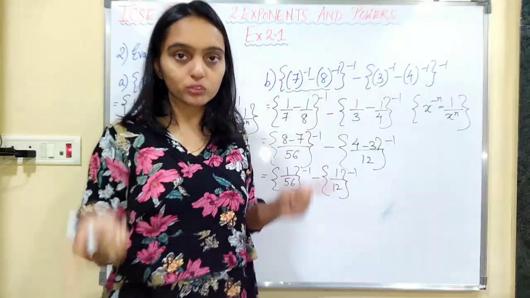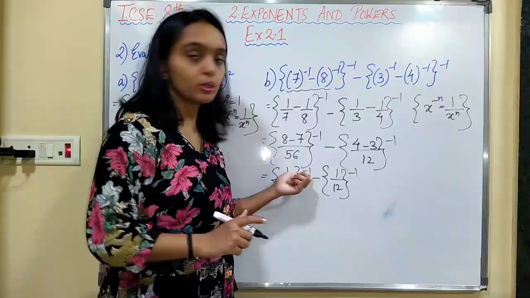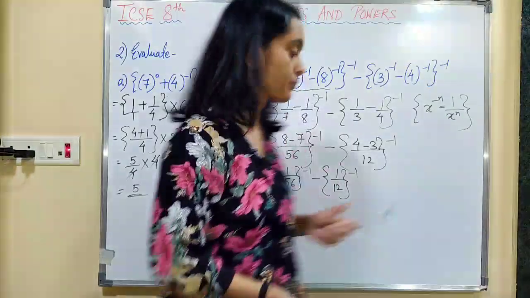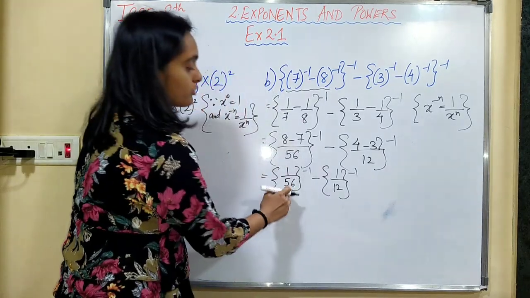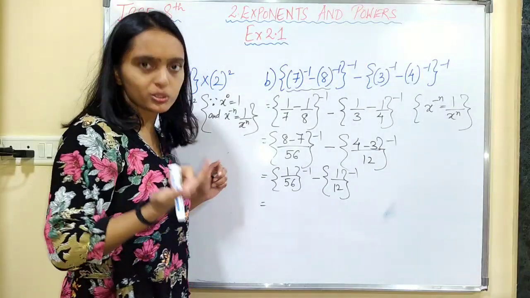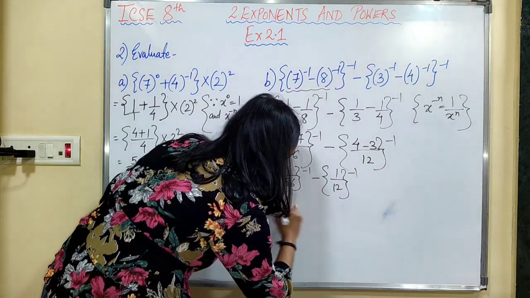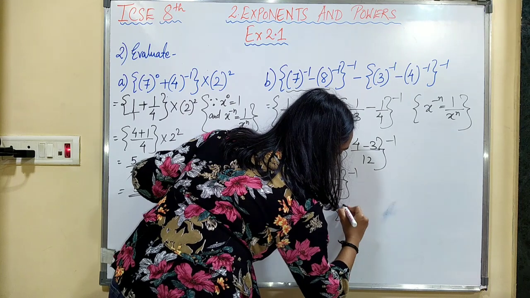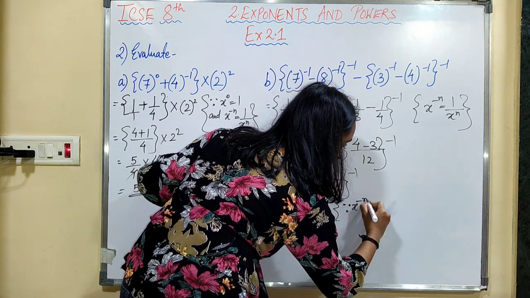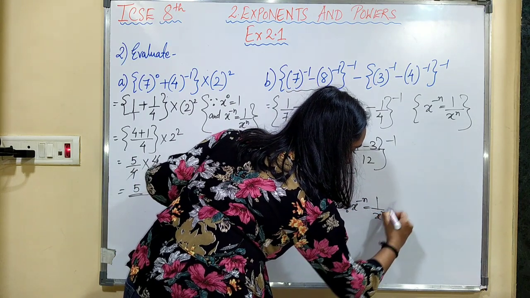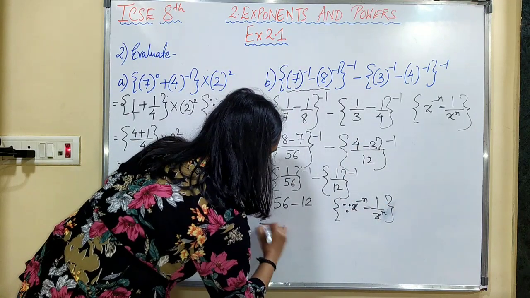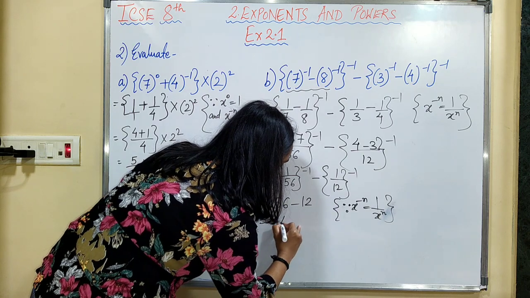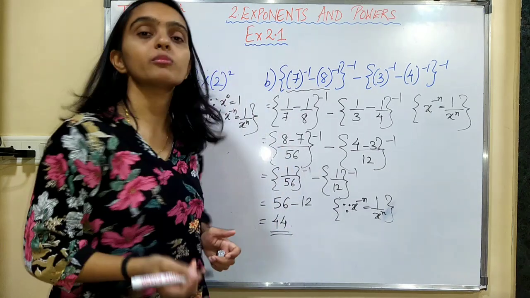So we will remove the bracket. For removing the bracket, here the minus 1 sign is there, so we will again use this law. The reciprocal of this will become 56 upon 1, so that is 56 only. So 56 minus, and here you will get 12, using the law x raised to minus n equals 1 upon x raised to n. Okay. So you get 56 minus 12 is 44. This will be your final answer.